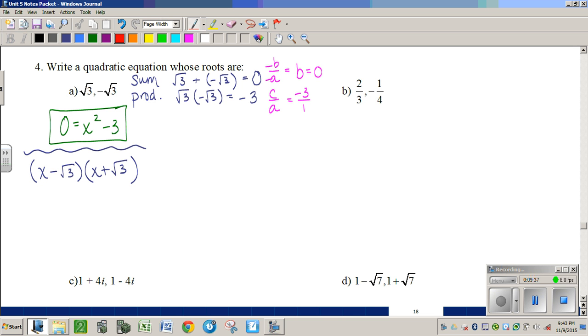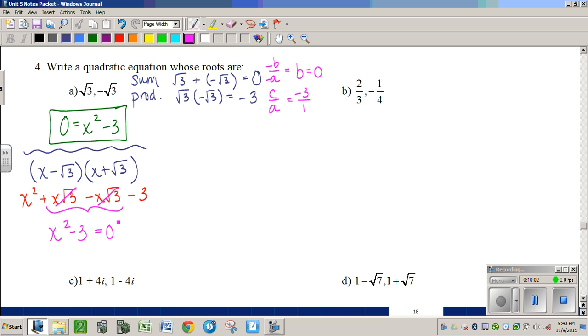Now you're going to double distribute this. You're going to multiply everything out. So we got x squared, then you'd get plus x times radical 3 minus x times radical 3 minus 3. And if you notice what happens, these two middle terms here, they cancel each other out. And you're left with x squared minus 3.